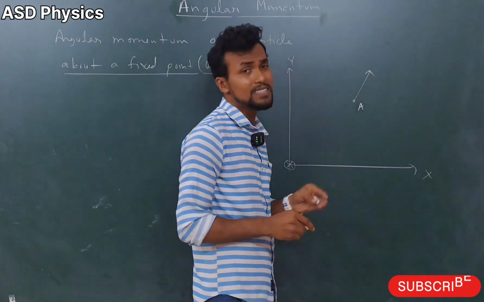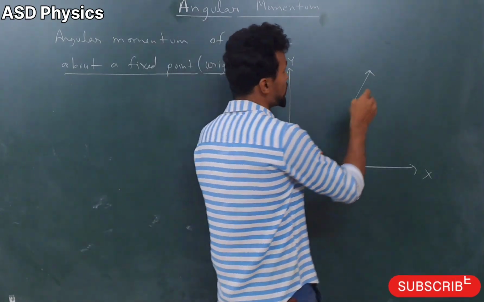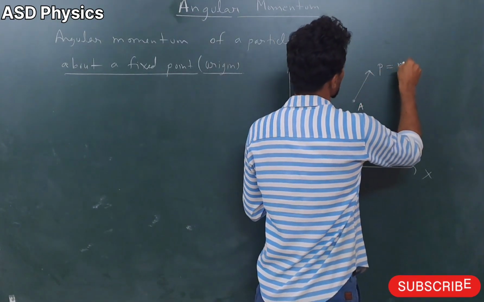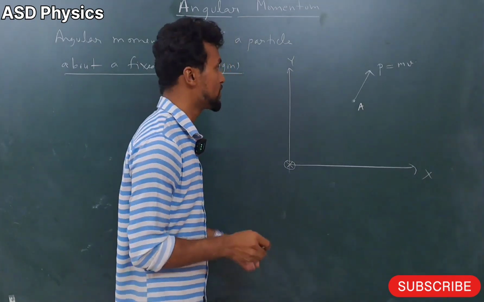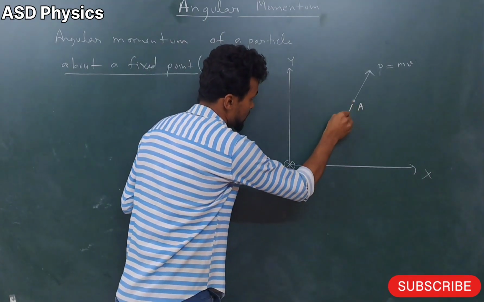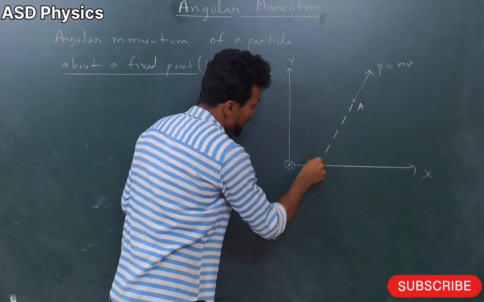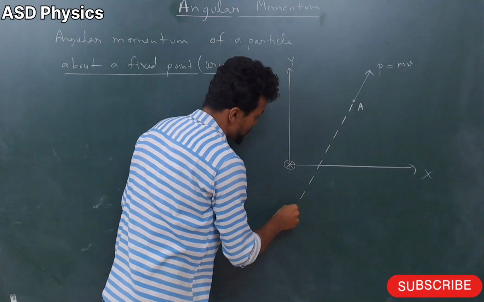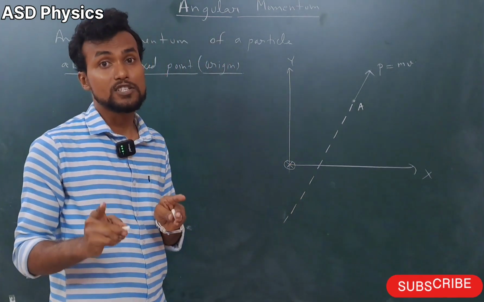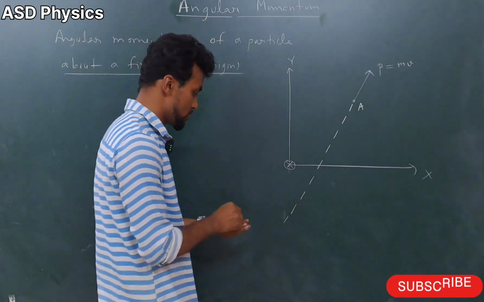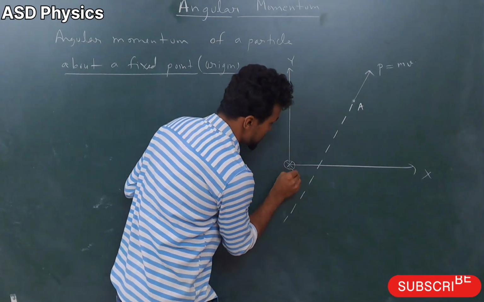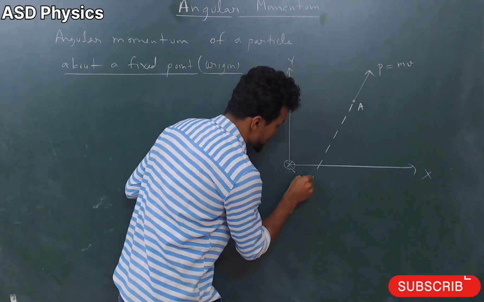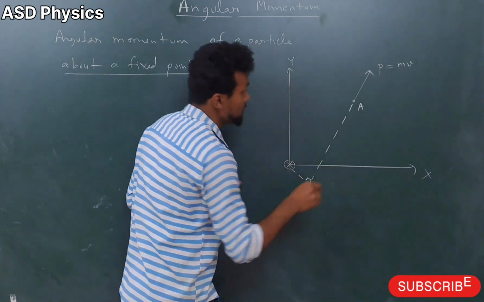If the particle is having the velocity v, then its momentum is given by P equal to m into v. Now this is the line of action of linear momentum. And this is the perpendicular distance, and I will give it the name OM.